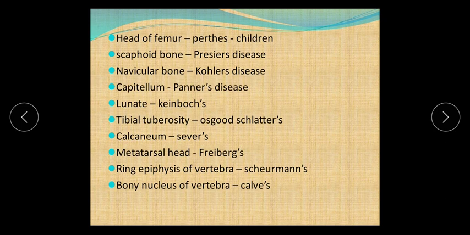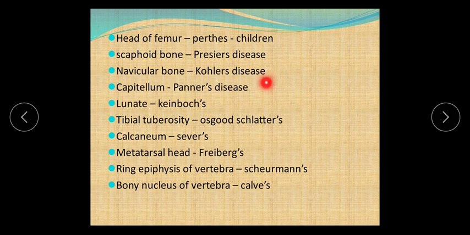Now the various names. AVN of the head of the femur is called Perthes disease. This usually occurs in children. Then scaphoid bone AVN is called Preiser's disease. Navicular bone, Kohler's disease. These various names are there. Many times it comes in MCQs in your PG entrance exams. So better to remember each one of them.